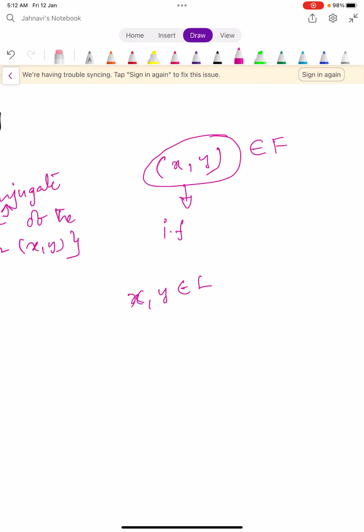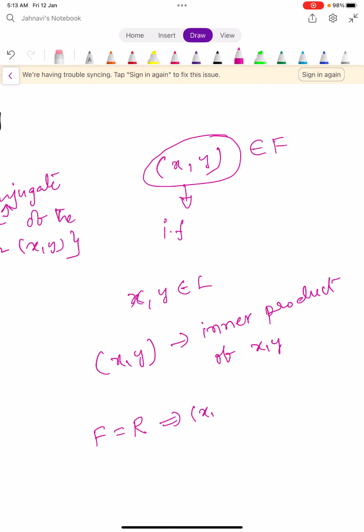We can name the mapping inner product, and it is read as inner product of x comma y. If the field F is equal to R, then this inner product of x comma y is a real number. If the field is equal to C, then the inner product of x comma y is a complex number.